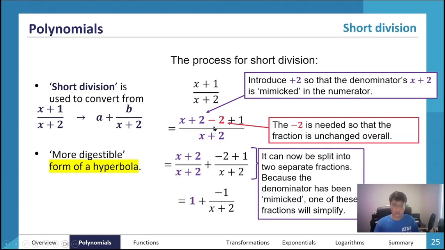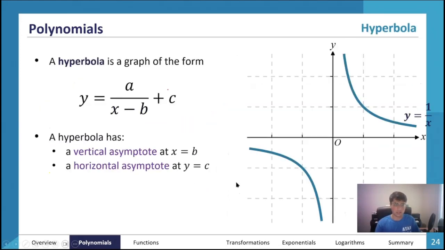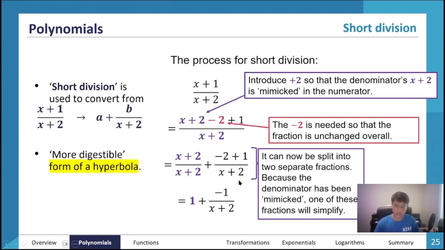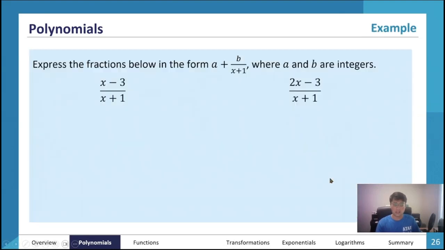What you can then do is split the fraction up into 2 separate fractions, and because you mimicked the plus 2 in the denominator, you can reduce this entire fraction down to just a number. In this case, x plus 2 divided by x plus 2 cancels out to 1. And now we have something in the same form as what we looked at in the previous slide: a over x minus b, plus c, which is 1 over x plus 2, plus negative 1. Okay, so we'll get a bit of practice with this.